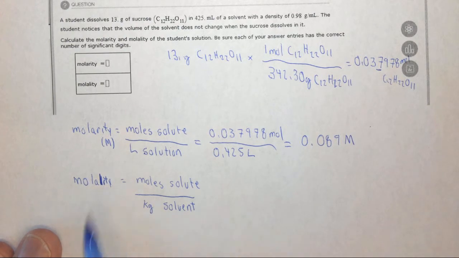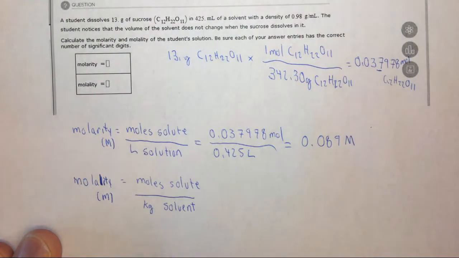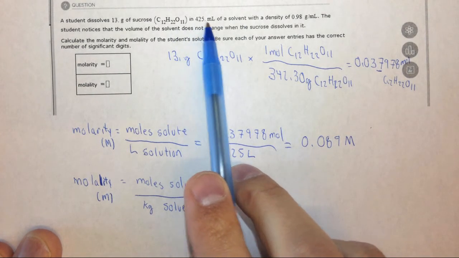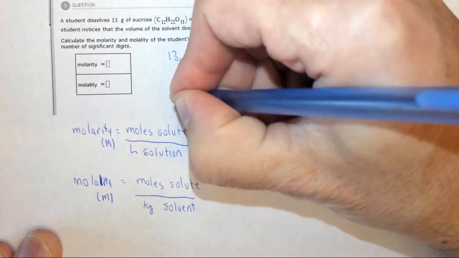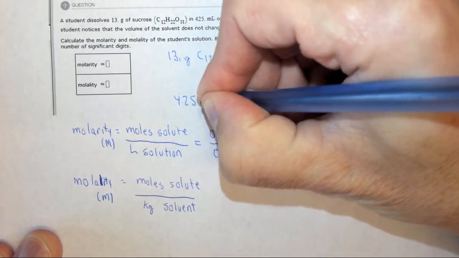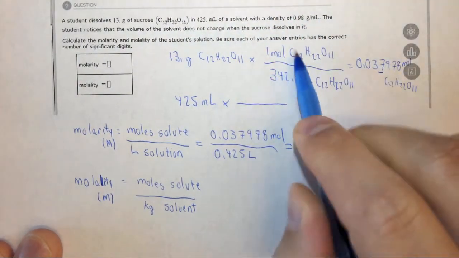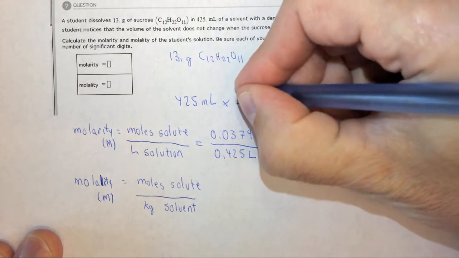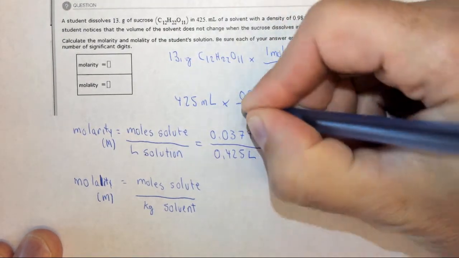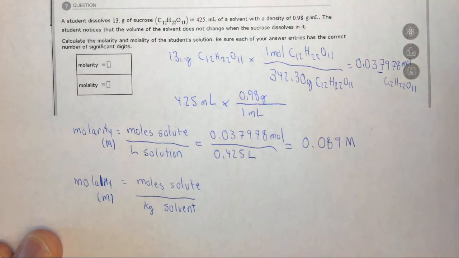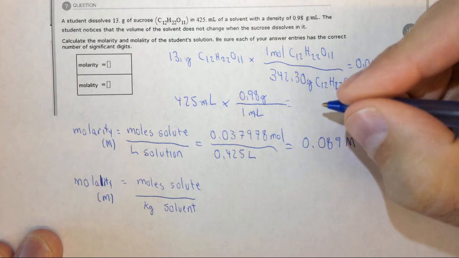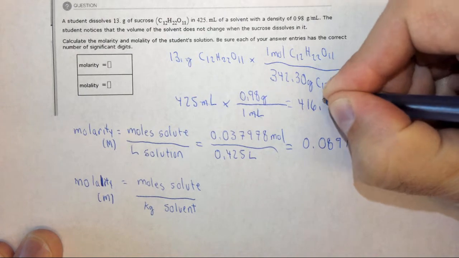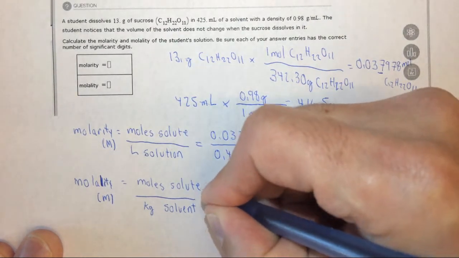In the case of the molality, which has a unit of small m, we need the kilograms of solvent. Well, we're not given this in grams or kilograms, we're given it in milliliters. So we need to do another conversion. We need to take the 425 milliliters times, we know the density, it's 0.98 grams per milliliter, which means there are 0.98 grams per 1 milliliter. Milliliters cancel, and you end up with 416.5 grams.